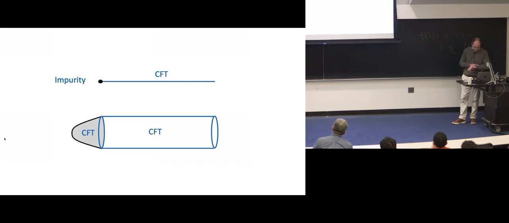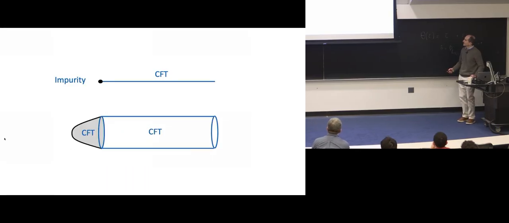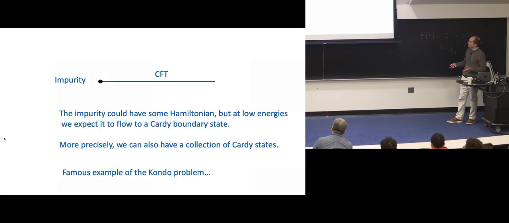Now let me finish. Well, I'm out of time. So now what we expect under general principles is that in a situation like this, we are supposed to have some impurity degree of freedom here. But if we go to very low energies, this should flow to a Cardy boundary condition. In our case, we have very large S0, very large entropy, so we would expect that it flows to a collection of Cardy states, right? That's one thing we might expect, or that it flows to just a single one.